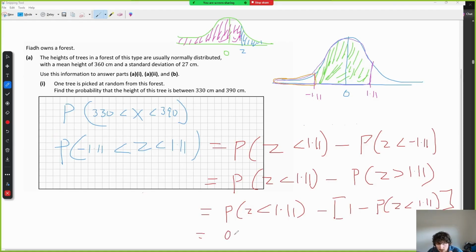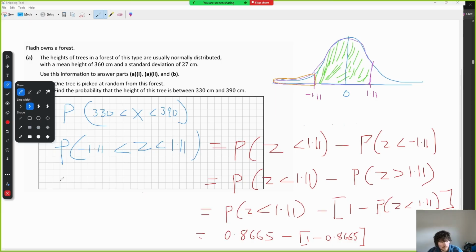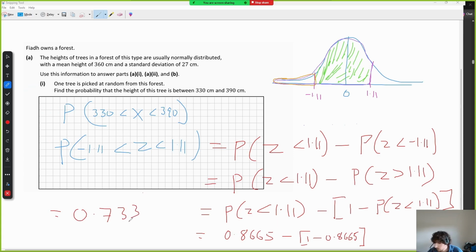So then you'd sub this in for the examiner. You'd go, 0.8665 I called out, minus bracket 1 minus 0.8665. And they'd be all the workings. You'd be expected to show all these workings in getting it. So this diagram was just for me showing you something, but this here was pretty important. So they're the steps. And then obviously pick up a calculator. 0.8665 minus bracket 1 minus 0.8665. So I'm getting that to be equal to, I ran out of room there, but that's equal to 0.733. Okay. So that's what's between those two Z-scores.